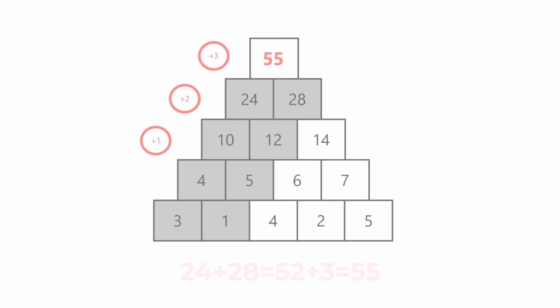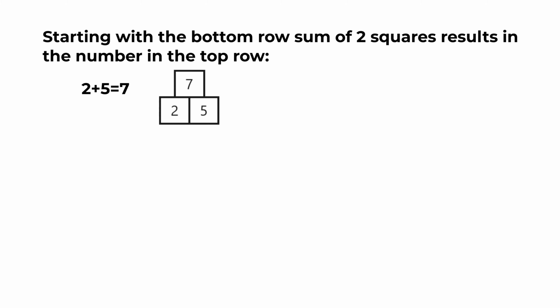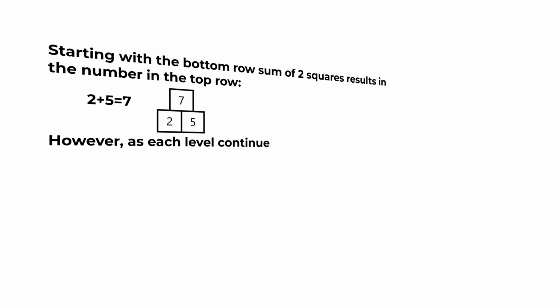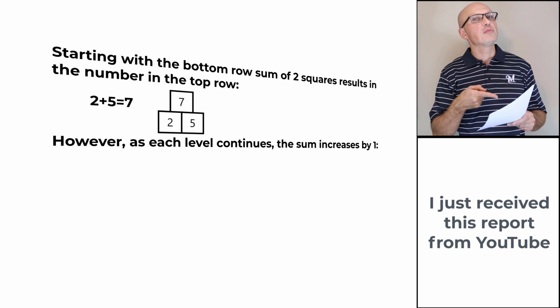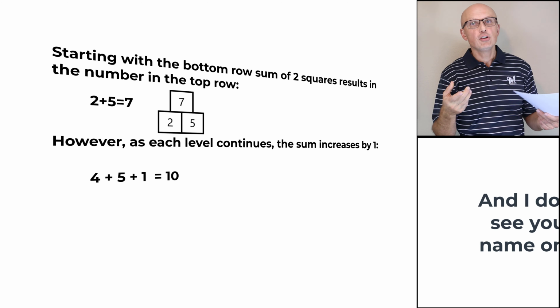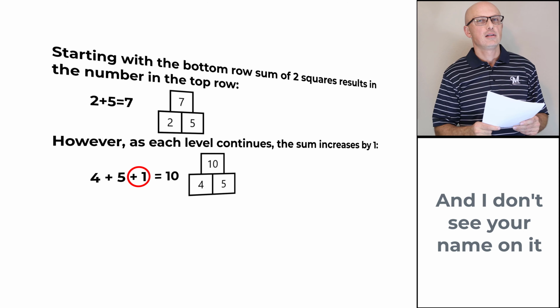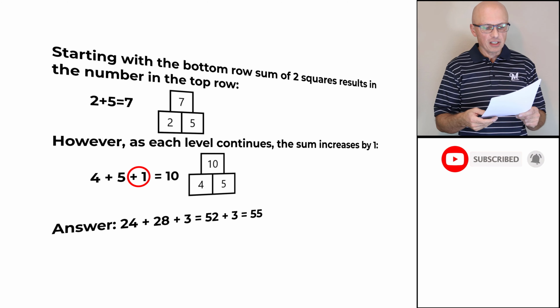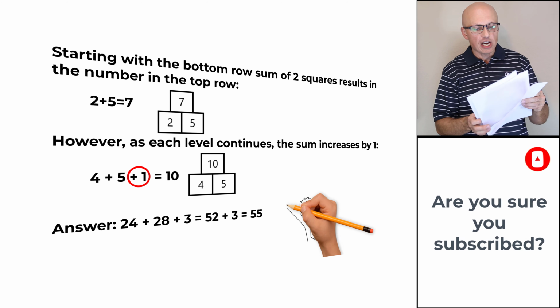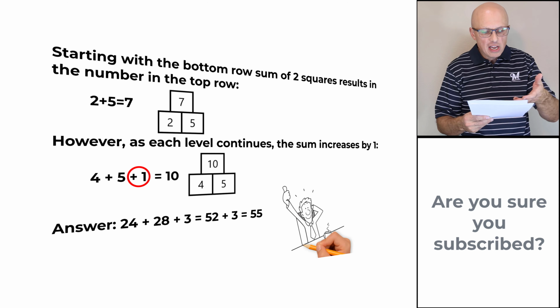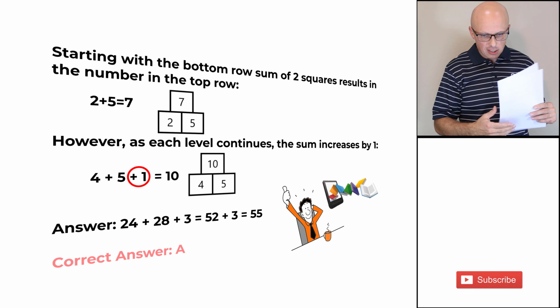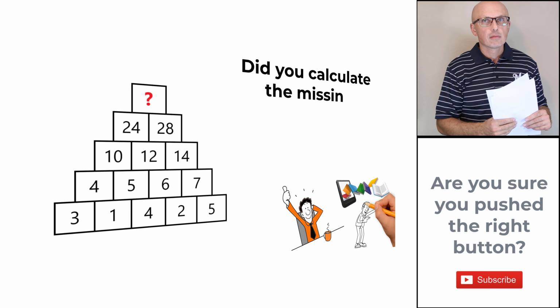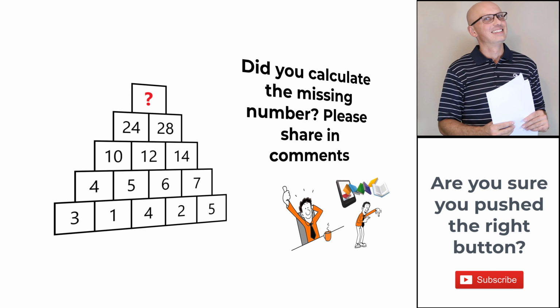Let's recap. Starting with the bottom row, the sum of 2 squares results in the number in the next row. For example, 2 plus 5 equals 7. However, as each level continues, the sum increases by 1. For example, 4 plus 5, we need to increment and add 1 to get to 10. So the answer is calculated by adding up 24 plus 28 plus 3, which would be equal to 52 plus 3 and would be equal to 55. The correct answer here is choice A, 55. Hopefully you've nailed this question and now know how to answer similar problems on the test.